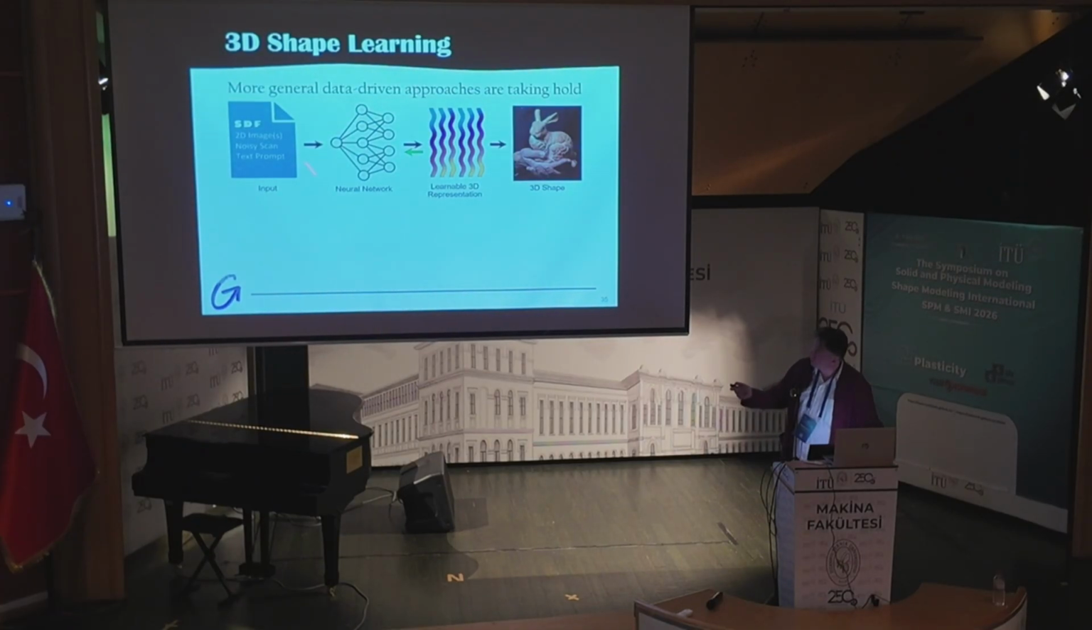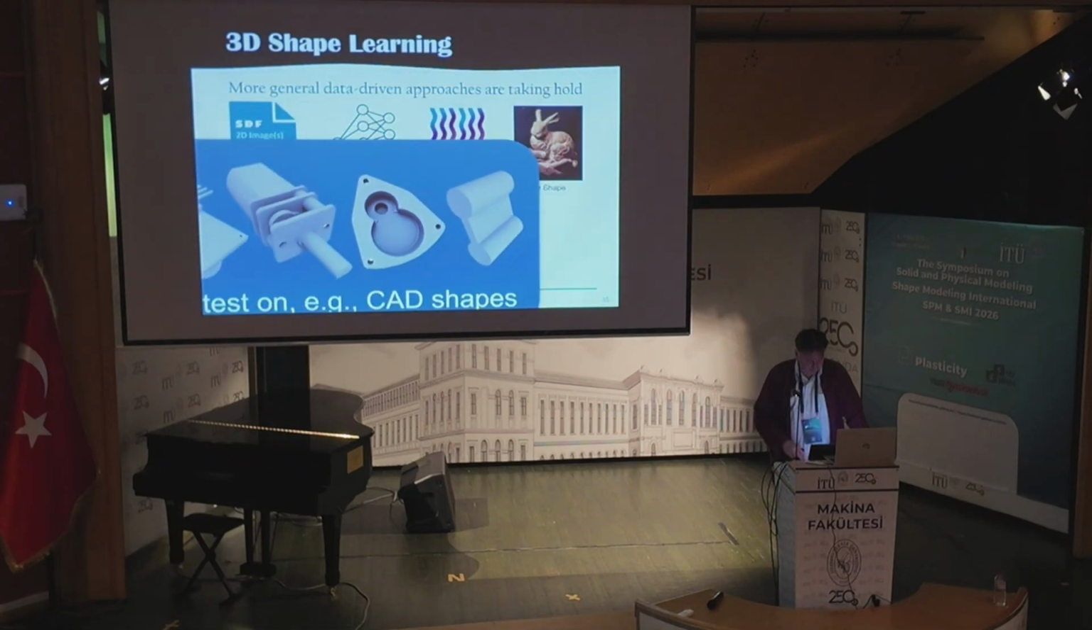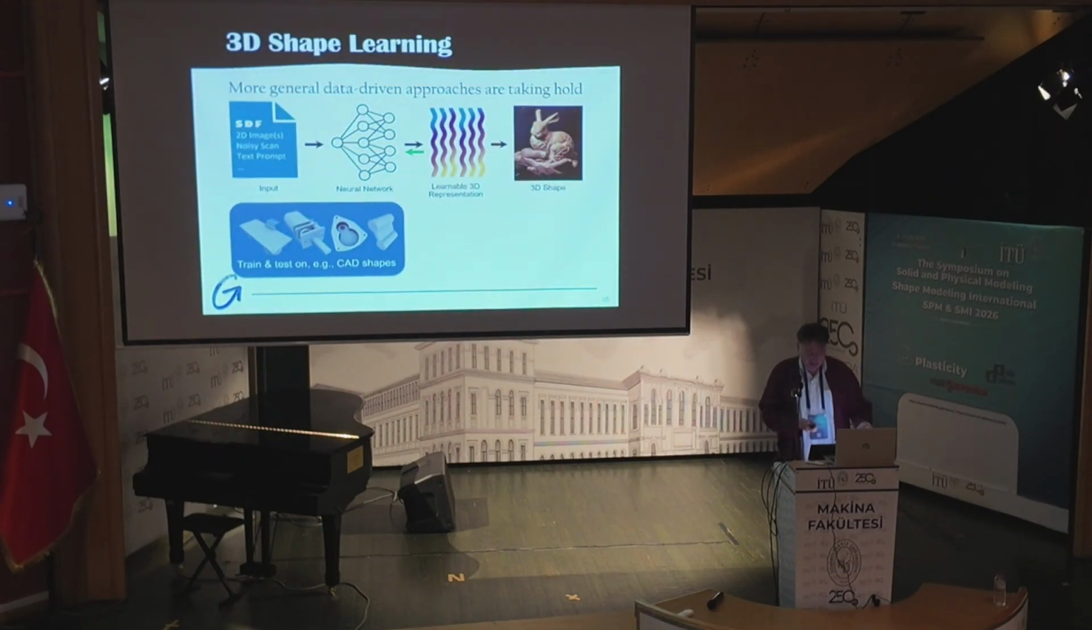And this fits in the whole 3D shape learning technology that people have been using thus far. So you can start from an SDF or from a photo or anything, and then have a neural network, a learnable 3D representation that is optimized in your network, and then eventually return a shape, right? Here I'm going to talk only about the SDF case, but it could have been other types of input. And of course, you're going to train it on plenty of examples. Let's say, for instance, CAD shapes, if that's what you have available.